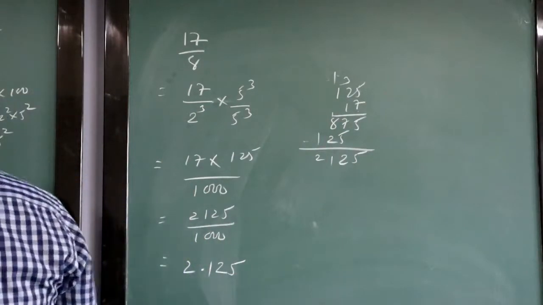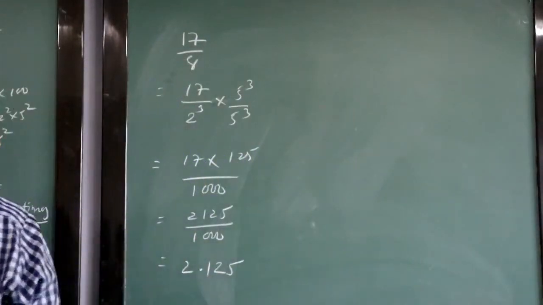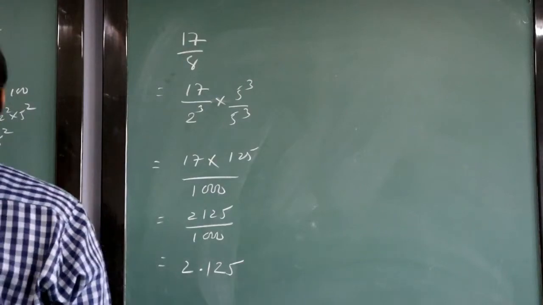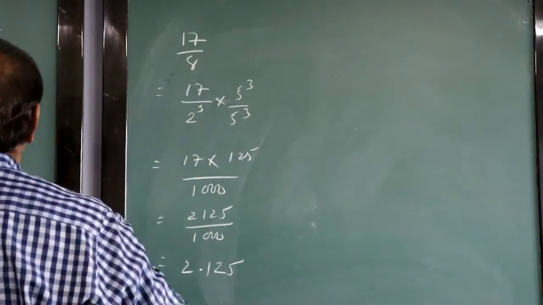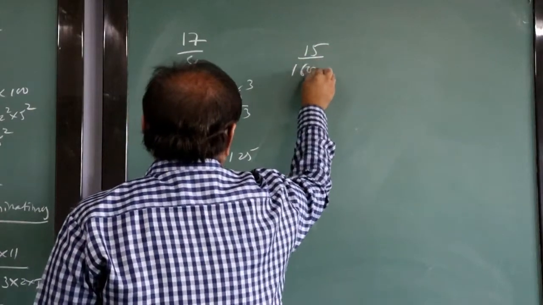And we take the last example for today, which is having a terminating expansion. Suppose it is 15 upon 1600.